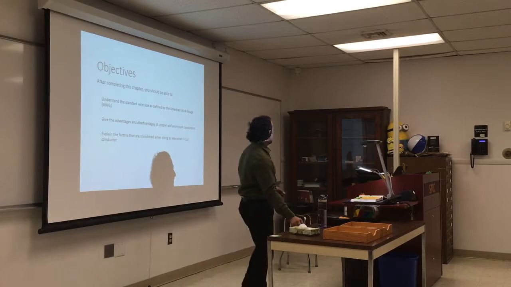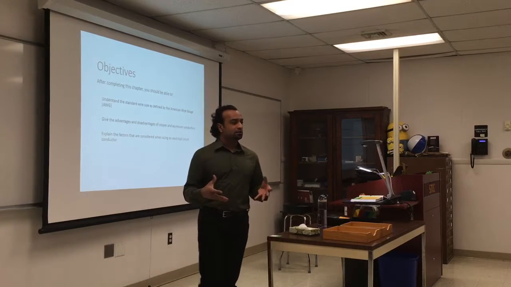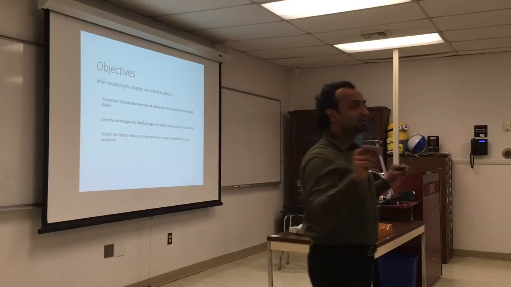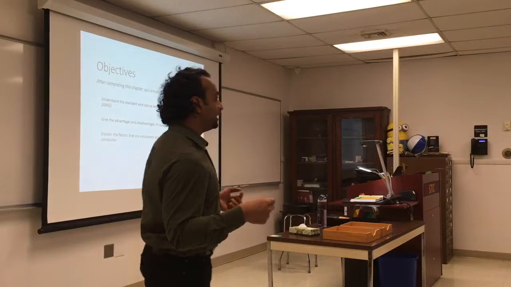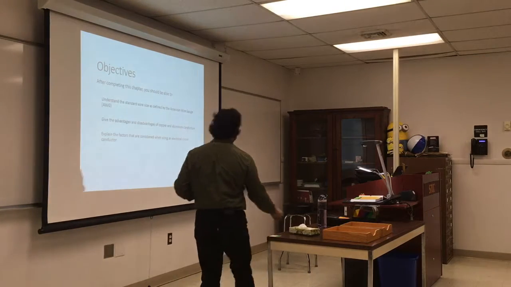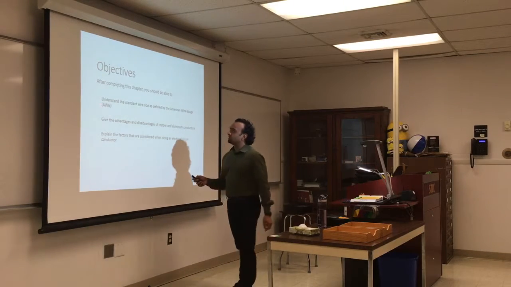If you look at when you buy a bundle of wire, there's always a print on the side that says AWG, and it gives you the gauge and some kind of specification. So AWG is American wire gauge.